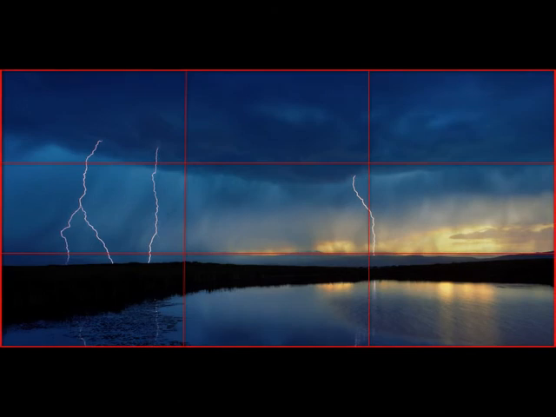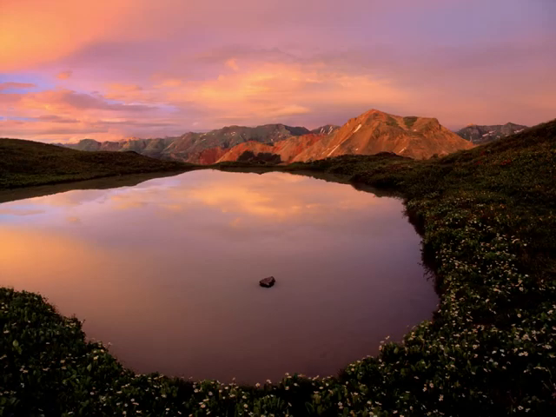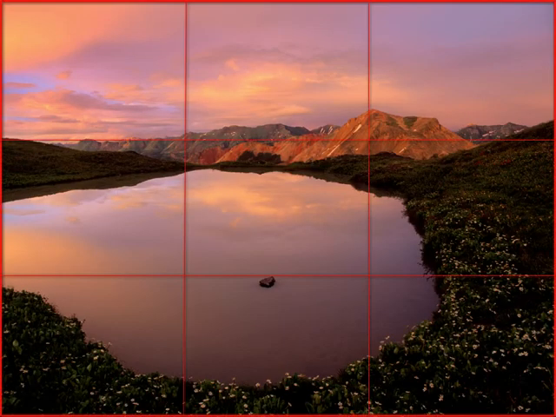This scene is placed directly on the thirds. And again, you can feel the balance to this image because of that. Here we've got an orange mountain right on the power point, horizon line right on a third, and even a rock on the lower third.